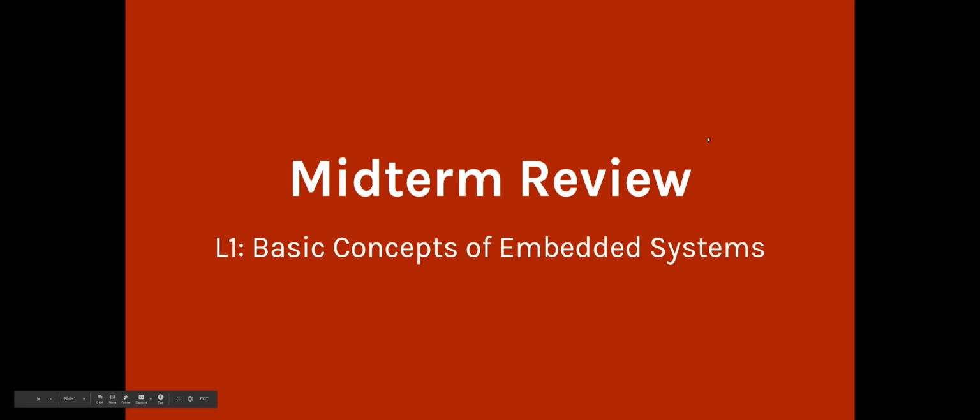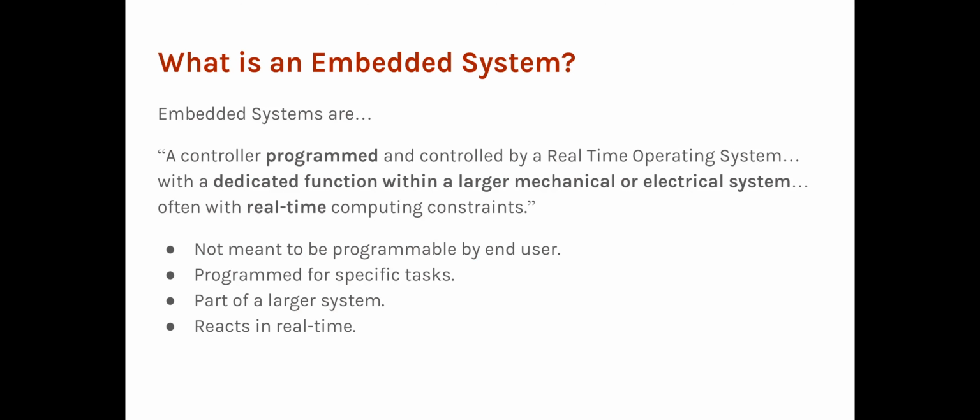All right, hello. This is the midterm review for Lecture 1, the basic concepts of embedded systems. To start, we first need to define what an embedded system is. From the lectures, the formal definition for an embedded system is a controller programmed and controlled by a real-time operating system with a dedicated function within a larger mechanical or electrical system, often with real-time computing constraints. The key takeaways from this definition are listed below.